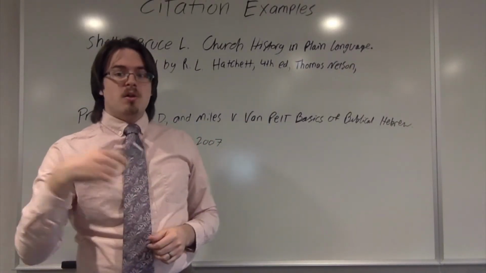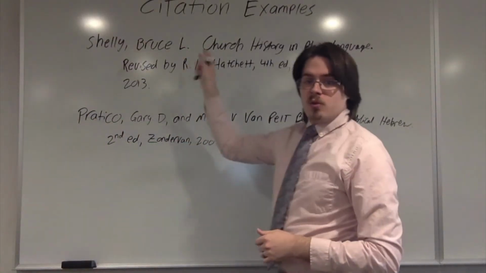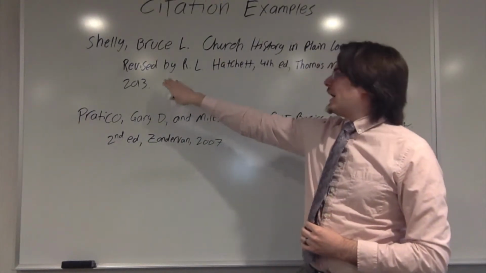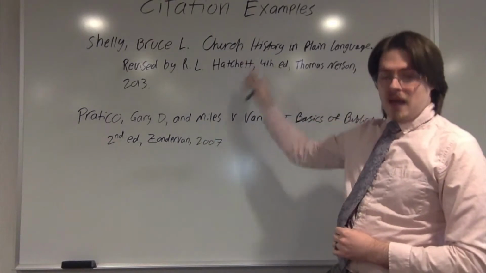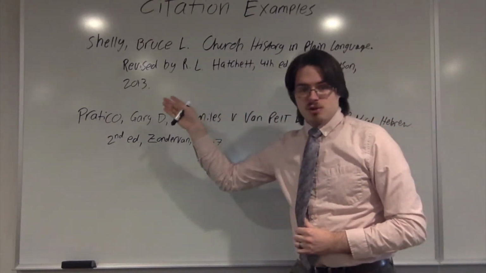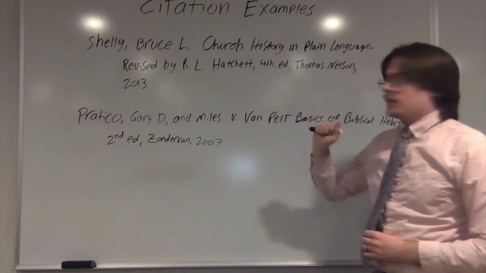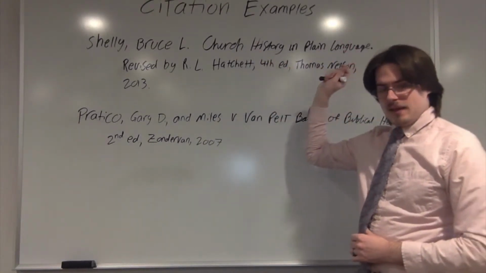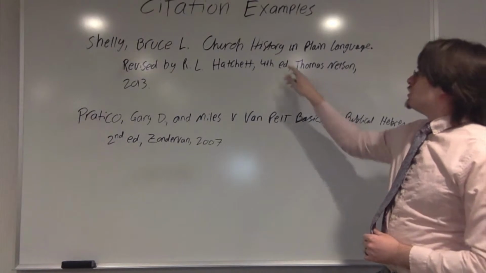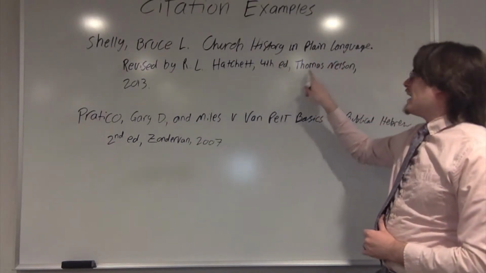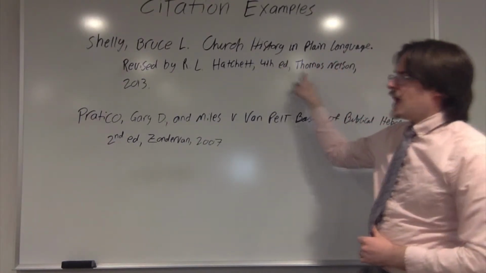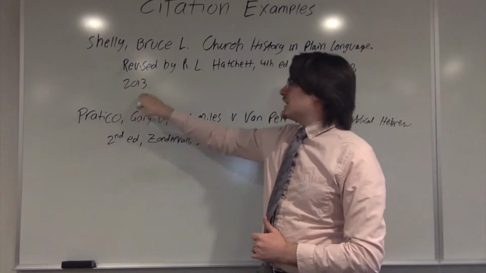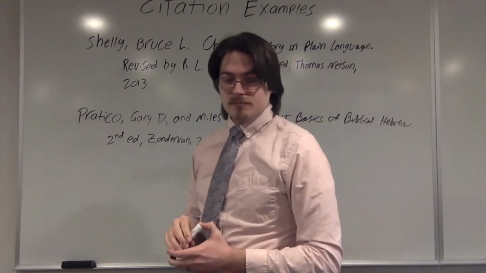Now what follows, all the rest of the information describes the work. Namely, the work was revised by R.L. Hatchett, so comma. We have more information that's also going to describe the same element. It is the 4th edition of Church History in Plain Language. Church History in Plain Language was published by Thomas Nelson, and it was published in the year 2013. And of course, we end it with a period.